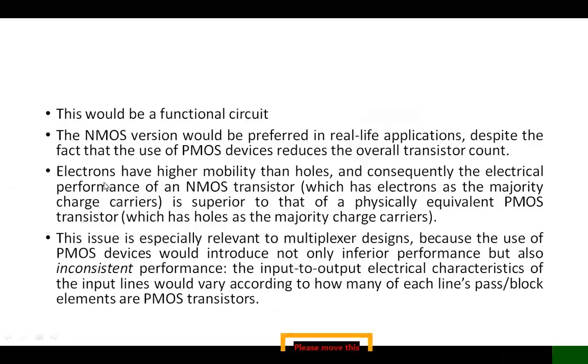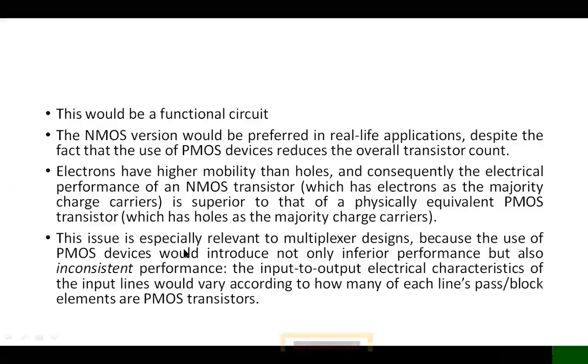For your reference, I have kept it here that electrons have higher mobility, and the electrical performance of NMOS transistors is superior. In fact, if I talk about numbers, these NMOS transistors are about 2 to 3 times faster than your P type of transistors, than your PMOS. So NMOS transistors are 2.5 to 3 times faster than your P type of transistors. You should make note of this point in your notes. In PMOS, the majority carriers are holes, and as we saw, they are slower, due to the density.